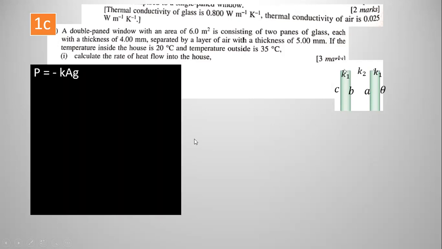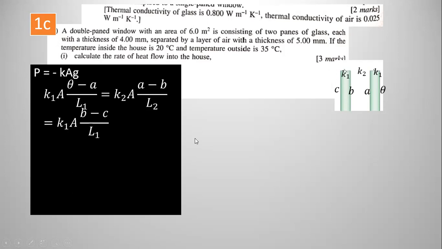Right? Use the formula, very popular. Don't worry about the negative sign there. Always take it from the hot side, the higher temperature side, which is theta. Start with this formula. Start with the air. That formula: K1 times B minus C divided by L1. L1 is this one. These two are L1, the same length.